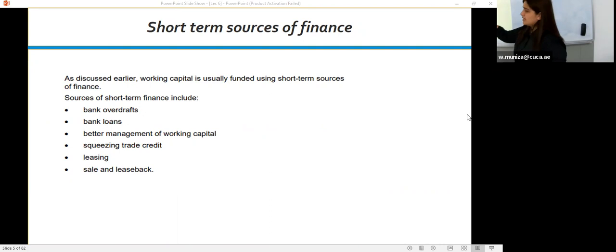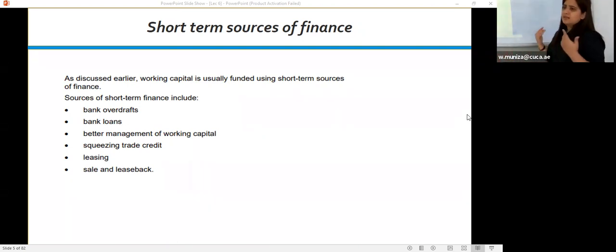You are already clear about all these short-term sources of finance. Again and again, up till now, you have discussed these points, so they have just provided us a list. The short-term sources of finance can be bank overdrafts, which can be demanded as per the wish of the bank. Then we have short-term bank loans as well, behind which the interest and the principal have to be repaid at the specified times.